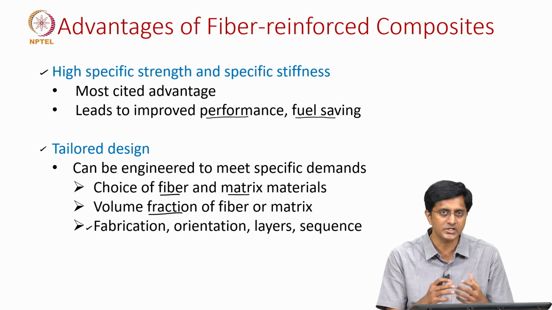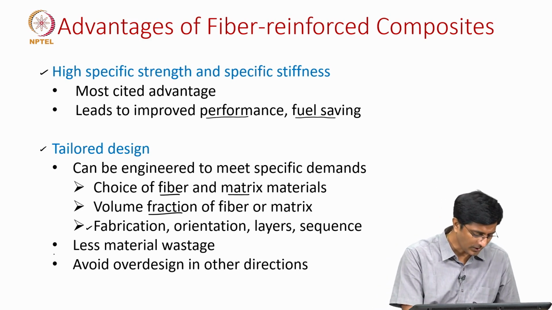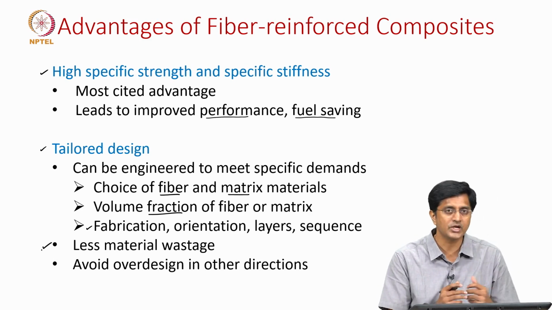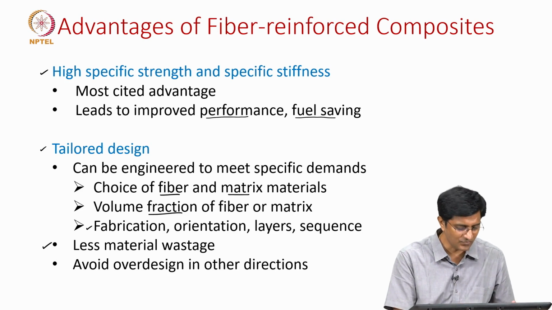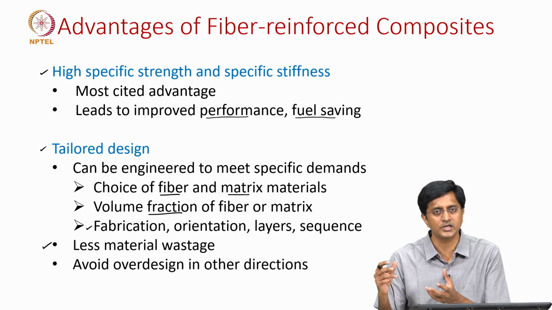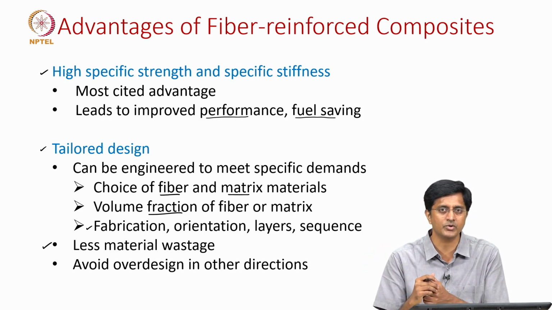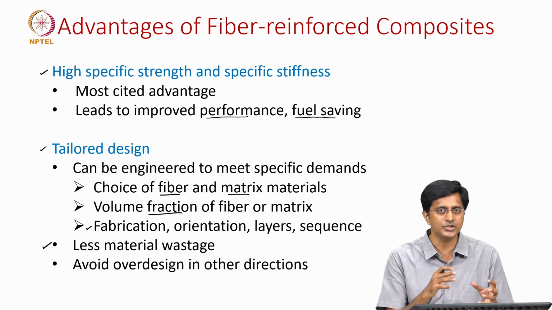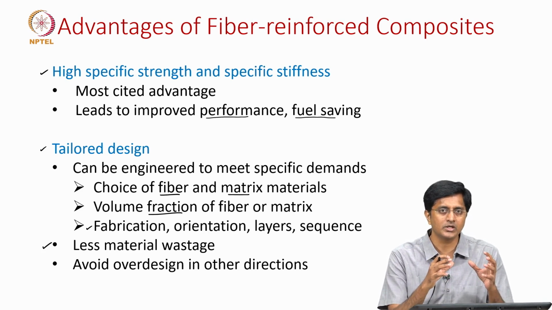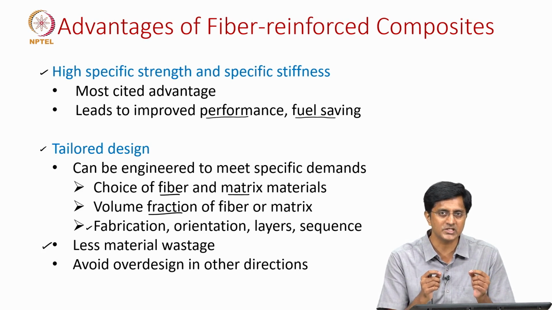Because of these options, it has few other advantages, such as now we can save material, meaning there is less wastage of materials, unlike metals where machining and all is a reduction process where you remove the material to come to the final shape or size, whereas in composites you target the final dimensions, which means the amount of material wastage is very less.